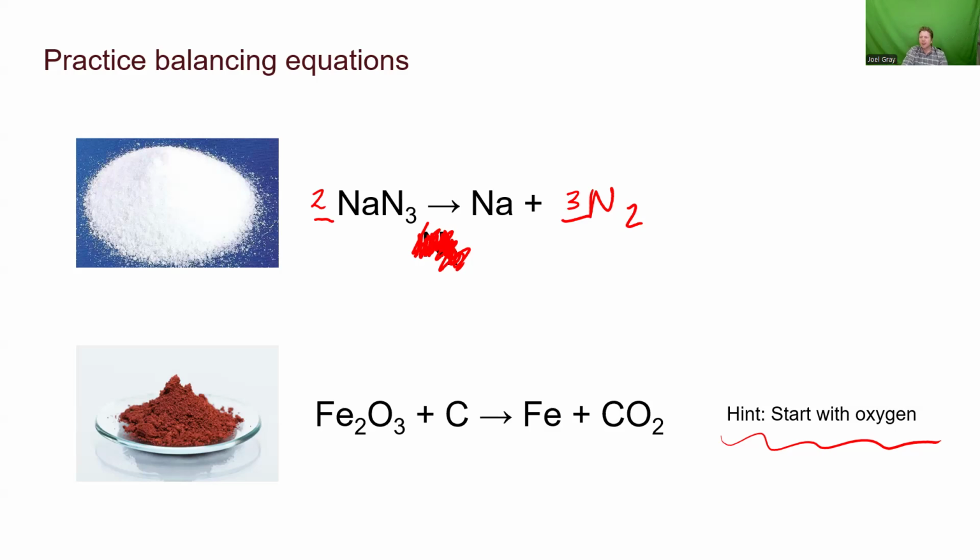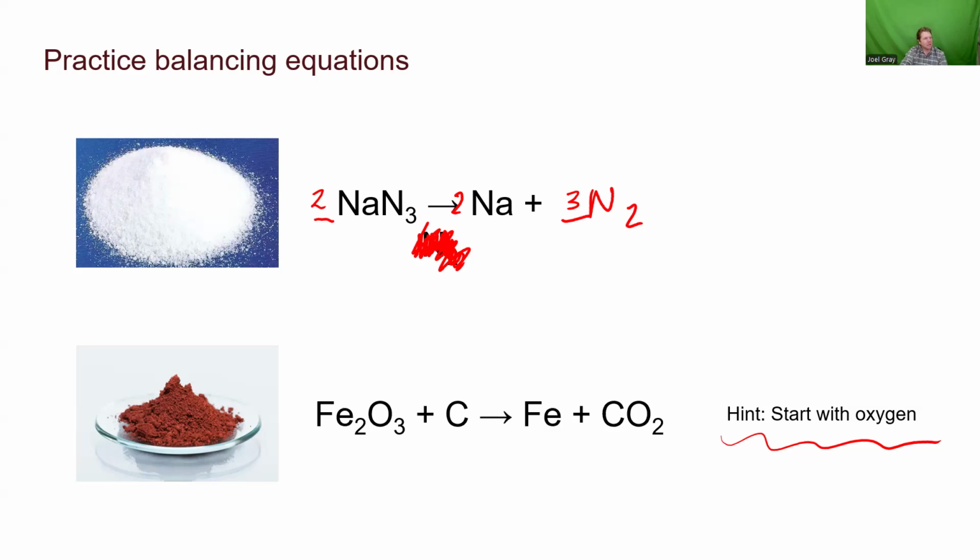Okay. But in the process of doing that, what happened to my sodiums? Well, I have two sodiums, and then I have one sodium. Okay, so, oh boy, this changes things. Now I got to put a 2 there. Uh-oh. We're done. That's it. The end. We solved it. Okay, so now let's go on to the next one.